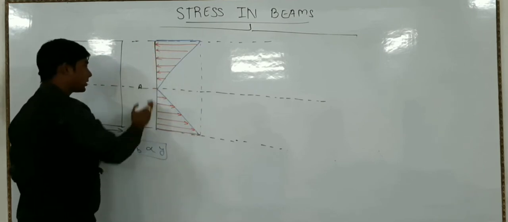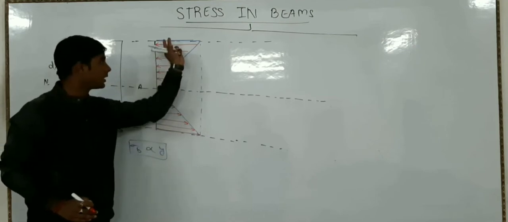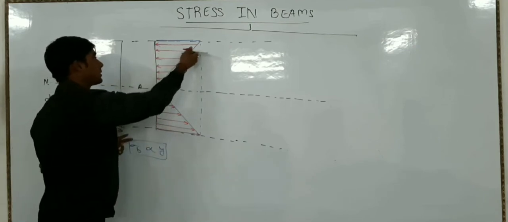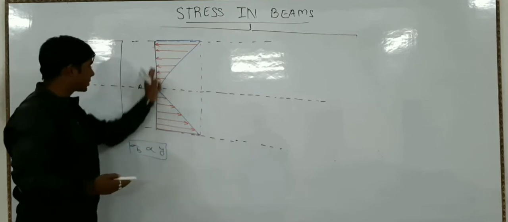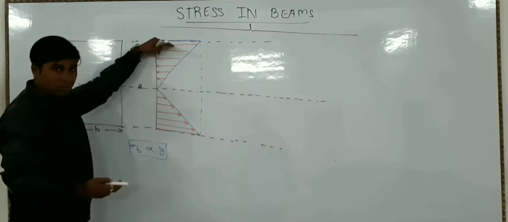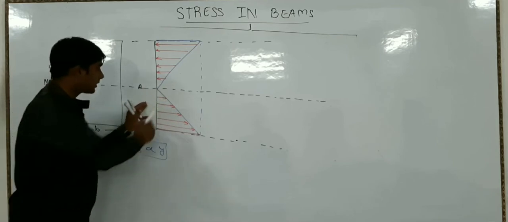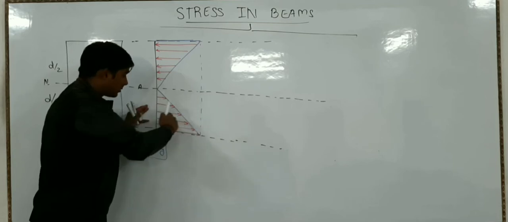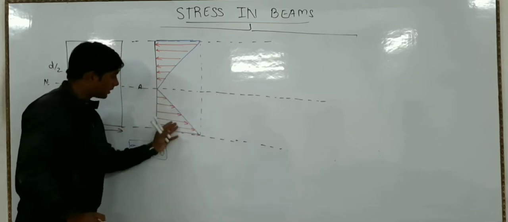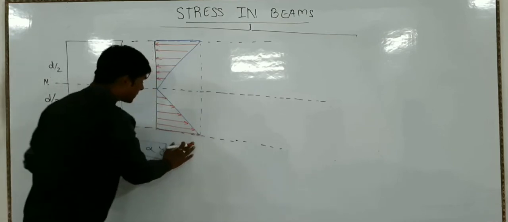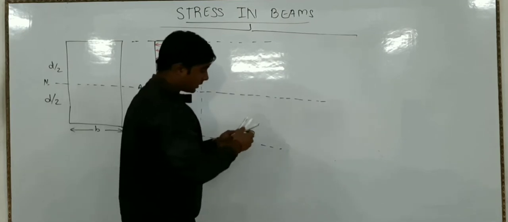So this is the cross section, this is the neutral axis, and all the upper fibers from the neutral axis are going to be in compression. So this is the stress which is trying to compress the part of the cross section above the neutral axis, and these are the stress components which are trying to elongate it. So these are the tensile stresses, okay? So this is the bending stress distribution. Now let me draw the shear stress distribution on the particular cross section.